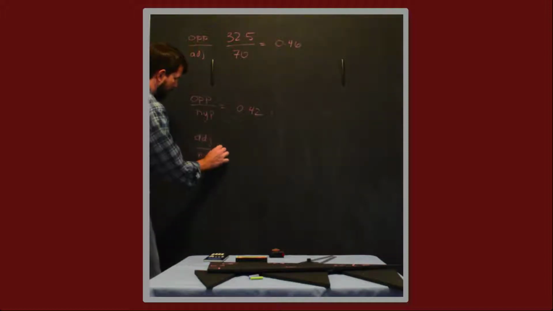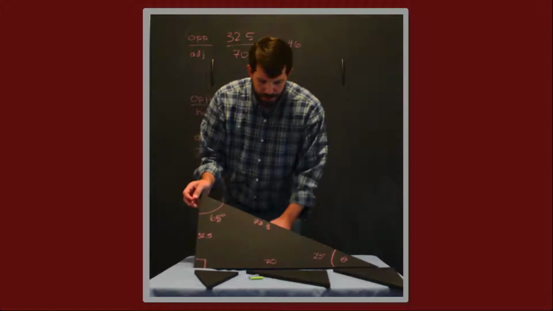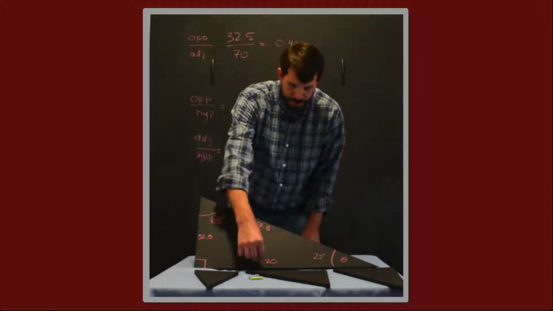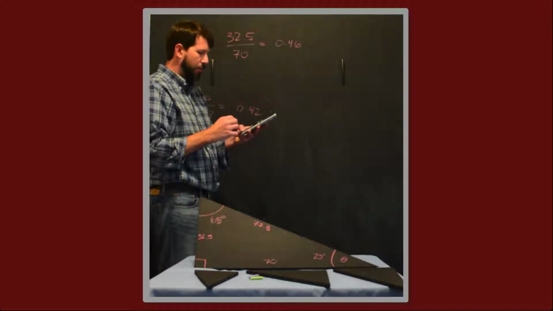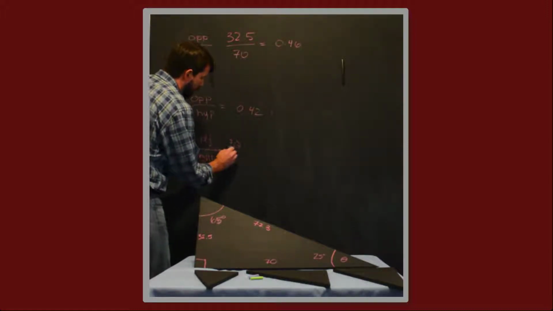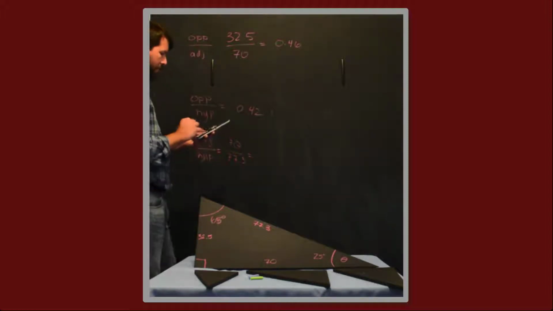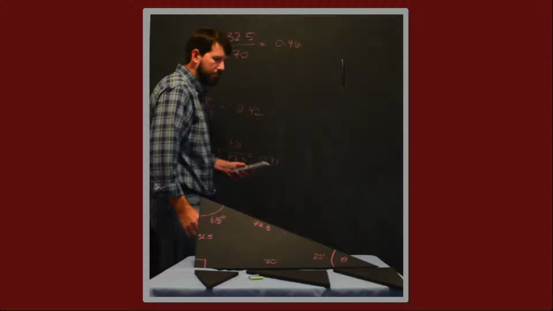Don't know why I can't write right now. All right, adjacent side over the hypotenuse. So the adjacent side, that's length 70. The hypotenuse is 77.3. So I'm going to do 70 divided by 77.3. So 70 divided by 77.3, that gives me about 0.91.